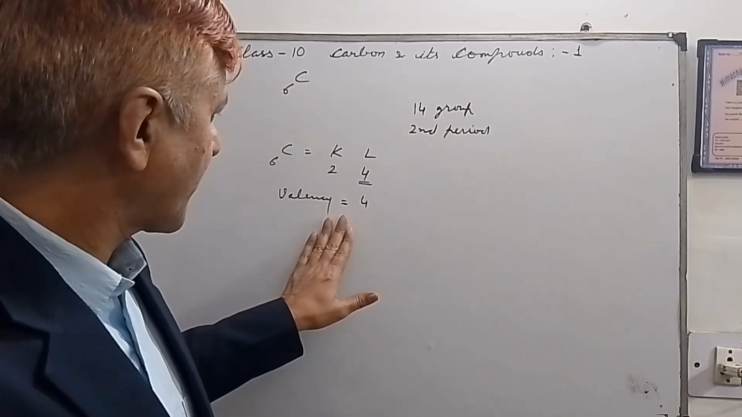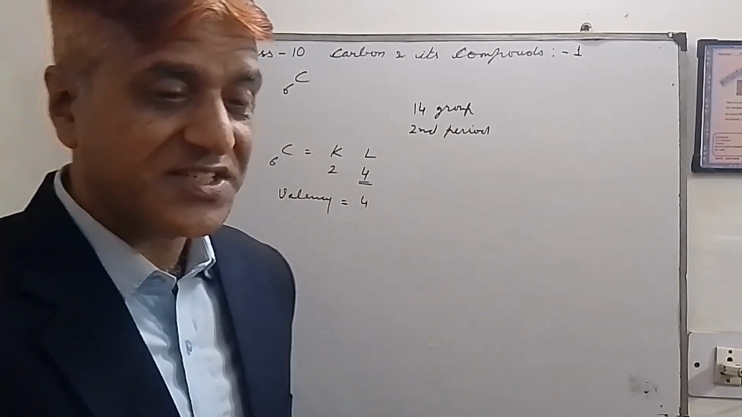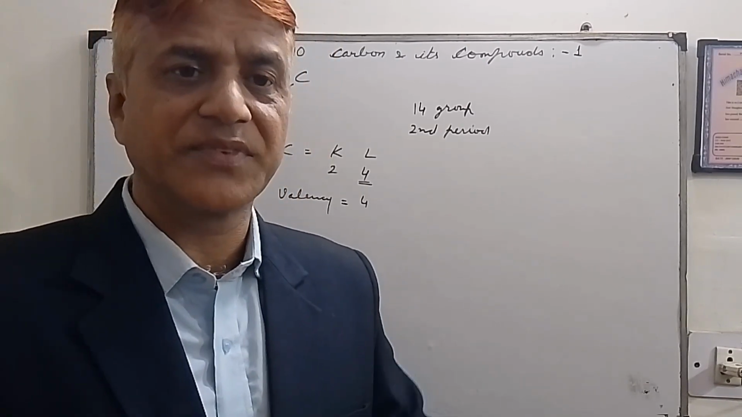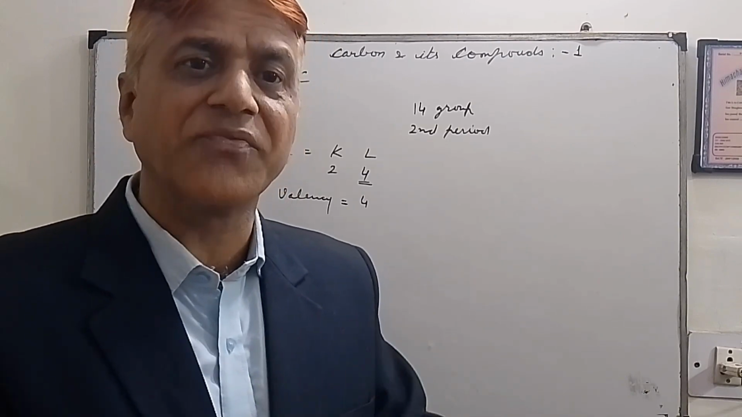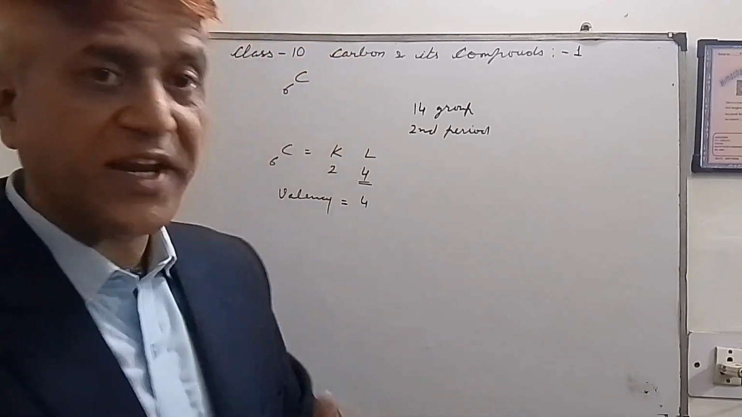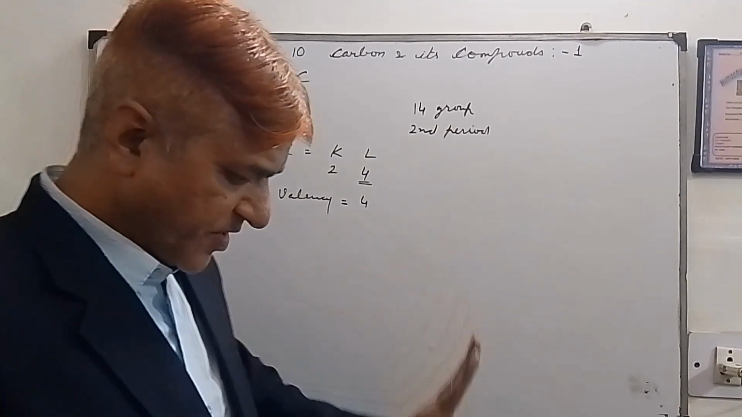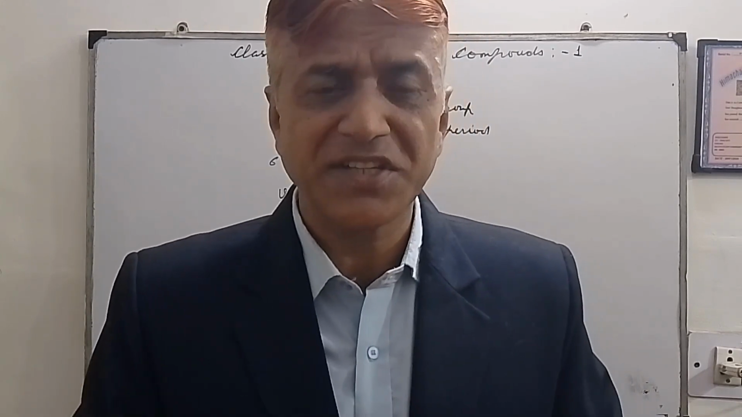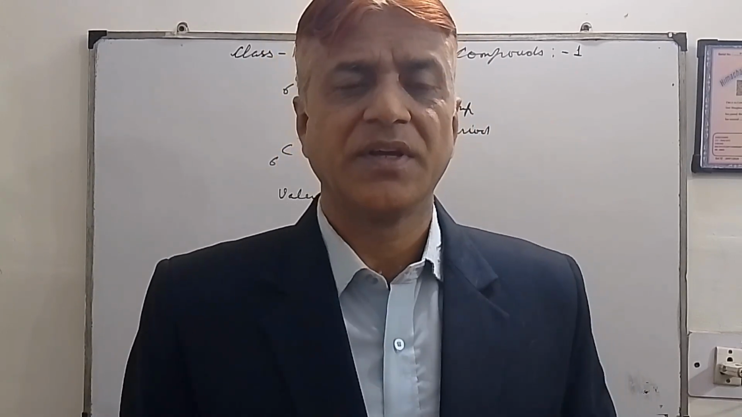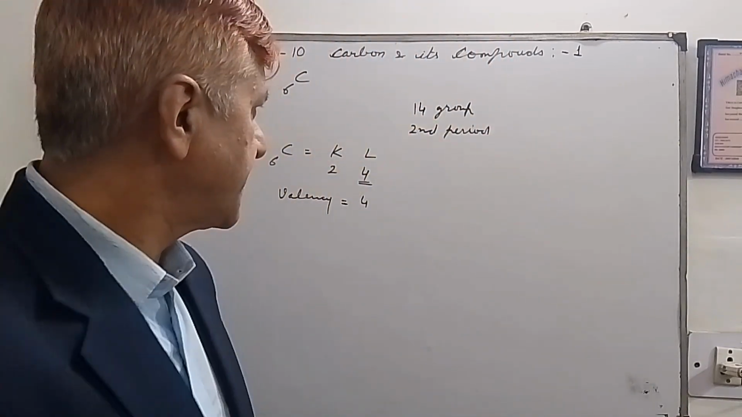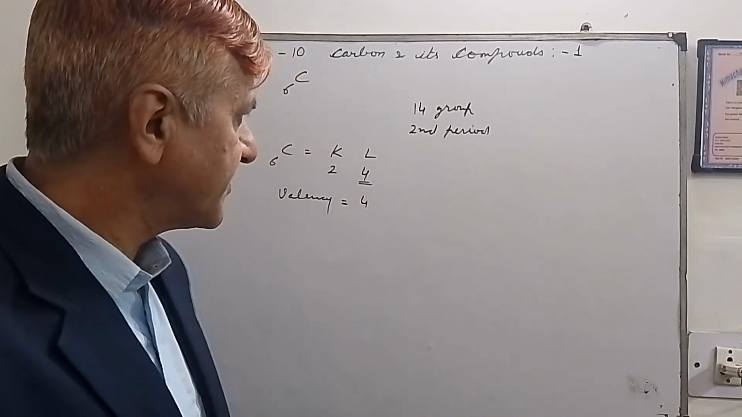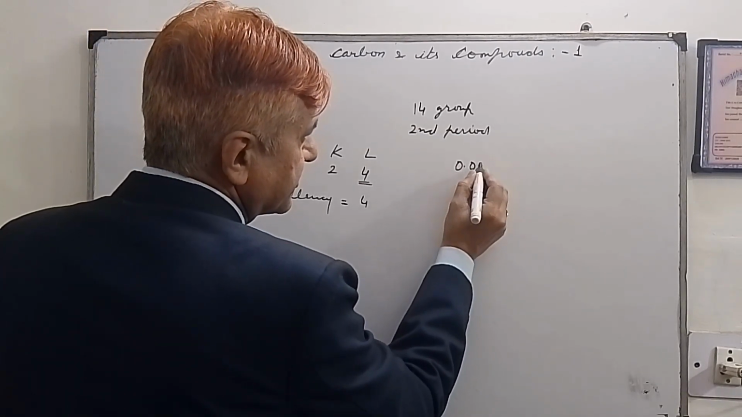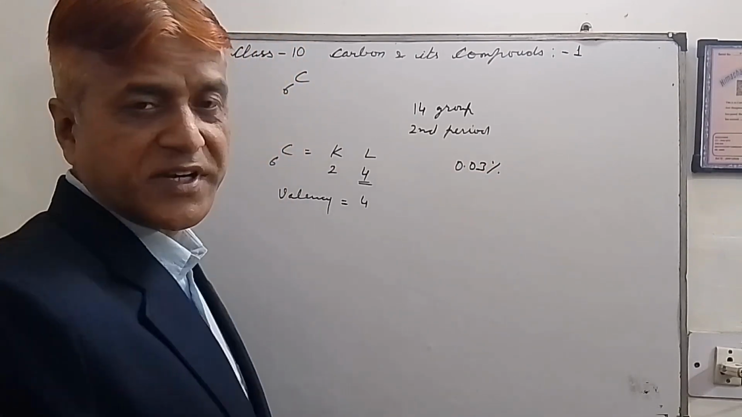And it exists in nature in both states, free and in compound with other atoms, other elements. So, my dear students, it is present in nature in very small amount. For example, the percentage of carbon in our atmosphere is 0.03% as carbon dioxide.